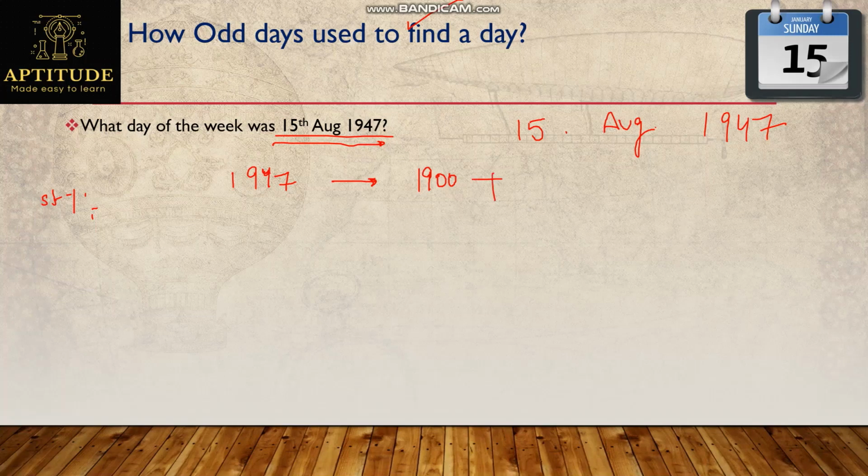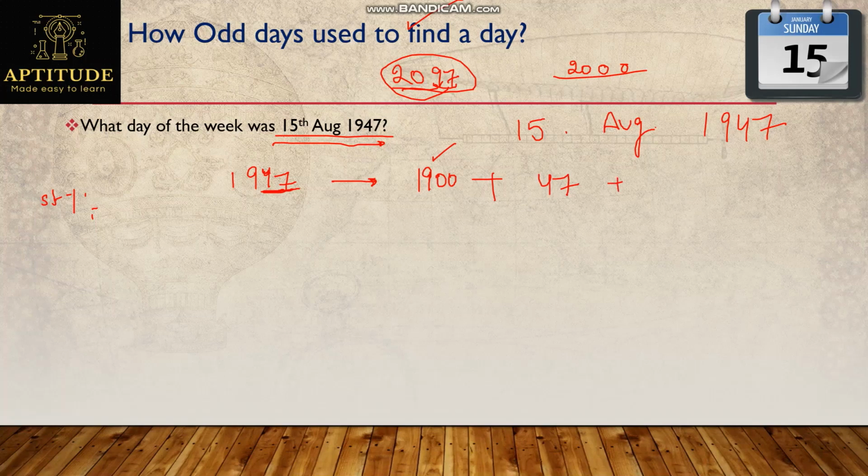Even for example, if the year is 2097, the century year is 2000. So whatever comes before the last two digits, that is the century year: 2000, 1947 means 1900, 2020 means 2000. So write the century year and the last two digits of the year, which will be 47.